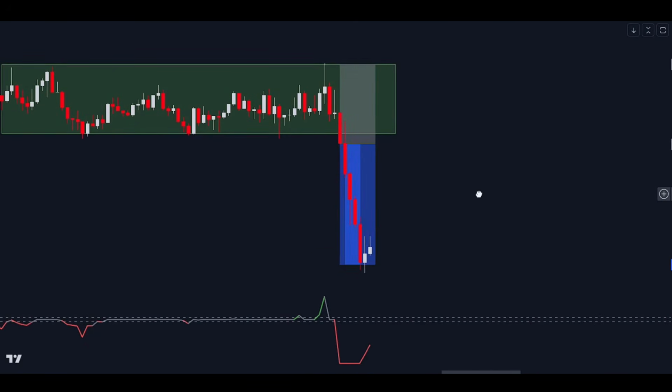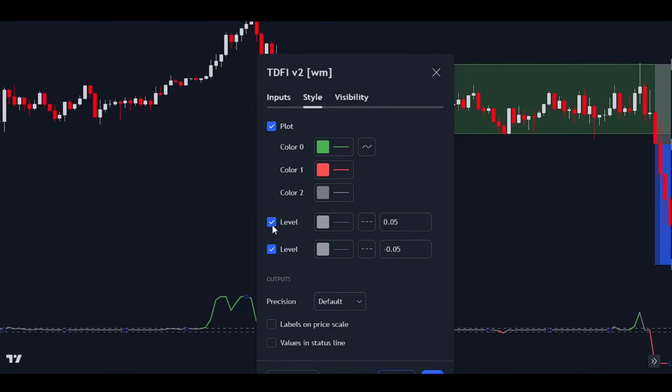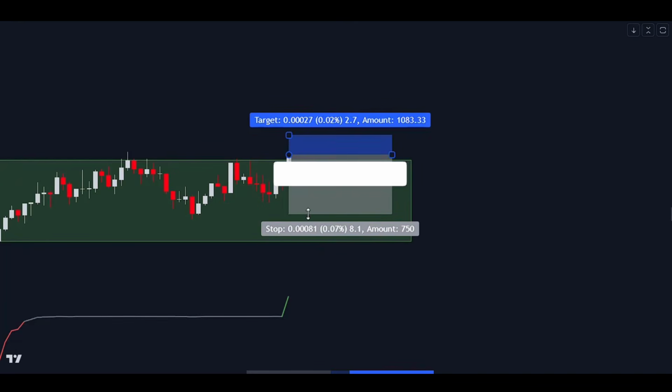But hey, who needs those horizontal levels cluttering up the screen, right? Let's ditch them. Back to the settings, disable them, and we're good to go. Now let's talk strategy. Say you've identified a ranging market thanks to our trusty Trend Direction Force Index. What next? Well, you wait for that oscillator to change color, indicating a breakout. If it turns red, that's a bearish breakout. If it goes green, bullish breakout. Easy, right?